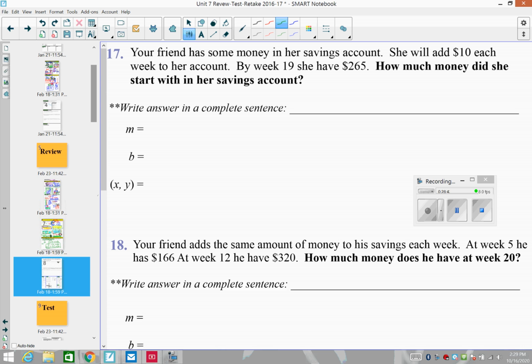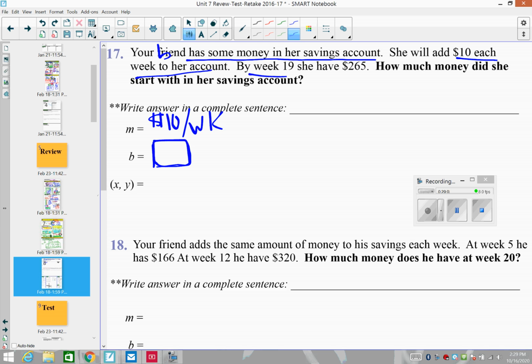Question 17. Your friend has some money in her savings account. Oh, is that right? That means the b is unknown. What is the b? How much does your friend have in the savings account? She will add $10 each week to her account. That's the slope, $10 per week.